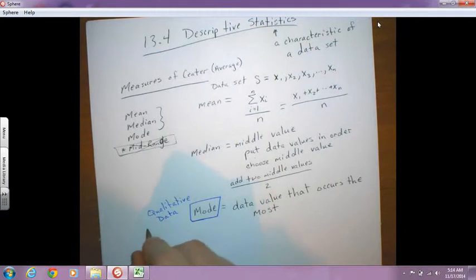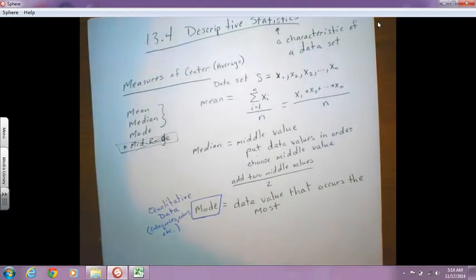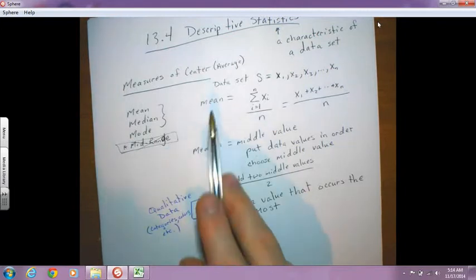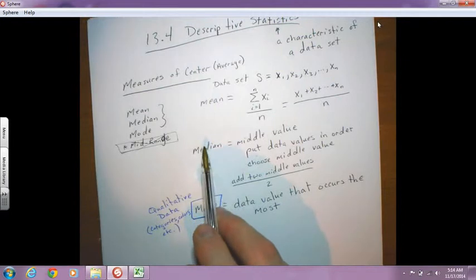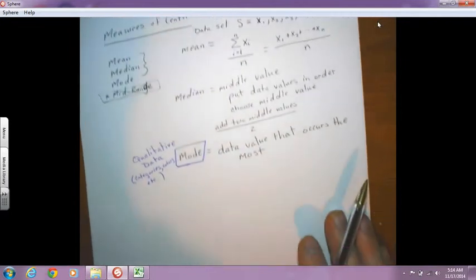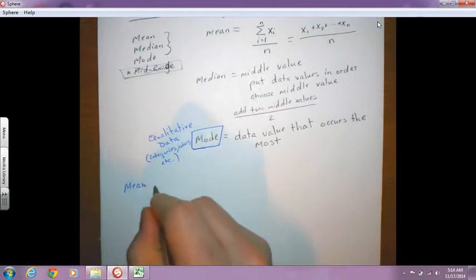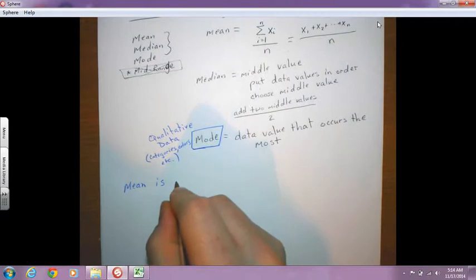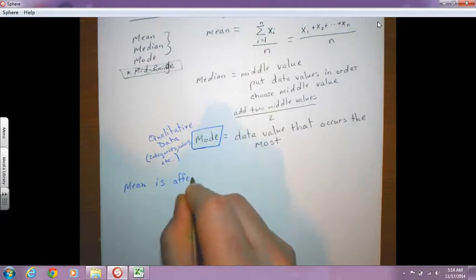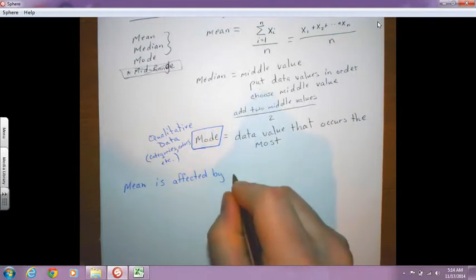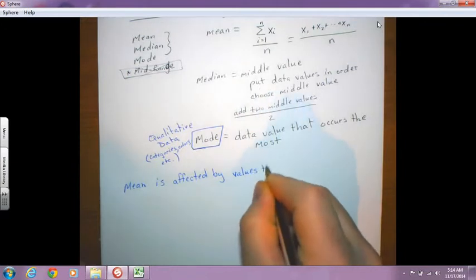So qualitative data, things like categories, colors, and things of that nature would fit better with mode as being the measure of center. When we have numerical data or quantitative data, that's when the mean and the median would show up. Now, how to tell the difference between the mean and the median and which one would be better? Well, the mean is affected by values that don't fit the other data.